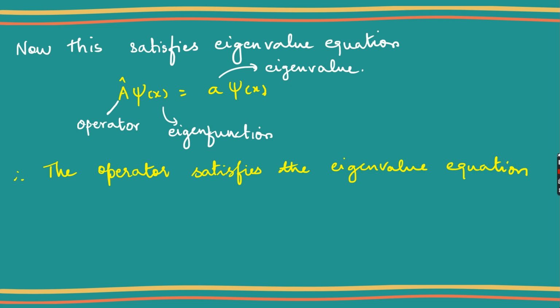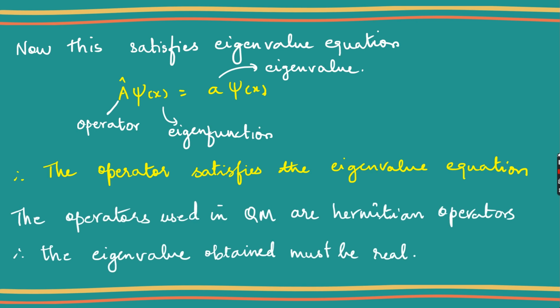So here A is considered an operator, the wave function is an eigenfunction, and a, which is the result for the particle, is the eigenvalue. The operator satisfies the eigenvalue equation. In quantum mechanics, these operators are Hermitian operators. Only Hermitian operators can act on a wave function. You can remember it this way: all the operators that operate on a wave function must be Hermitian operators. Have you learned about Hermitian operators? If not, go to my mathematics video on matrices and you'll learn it there.